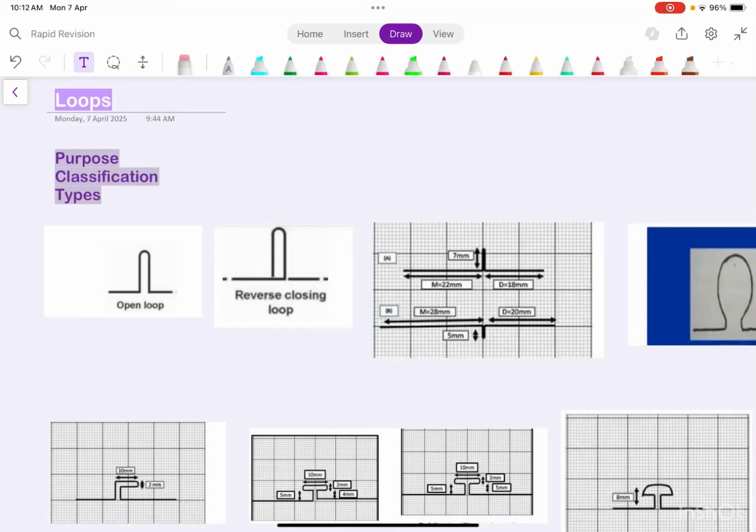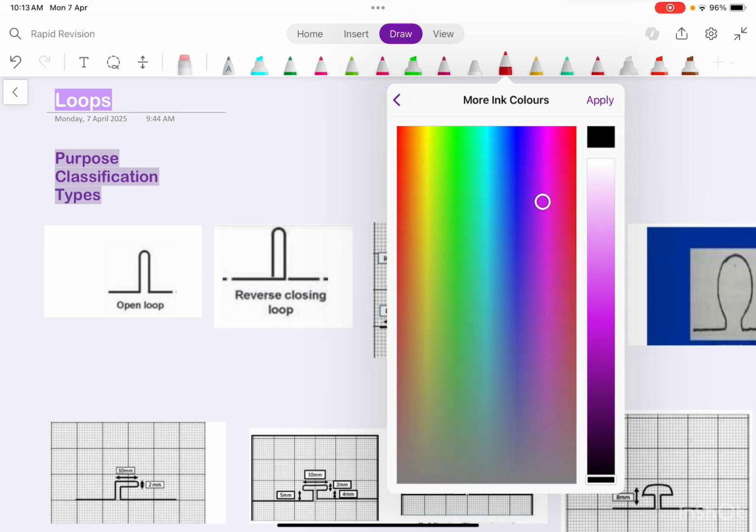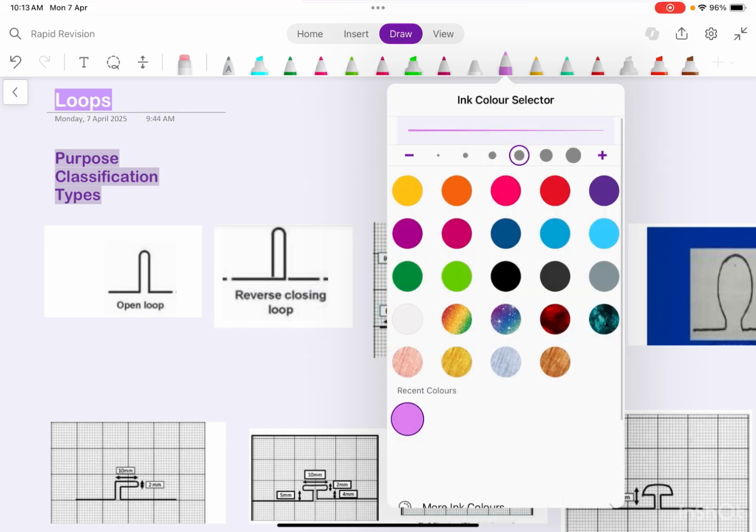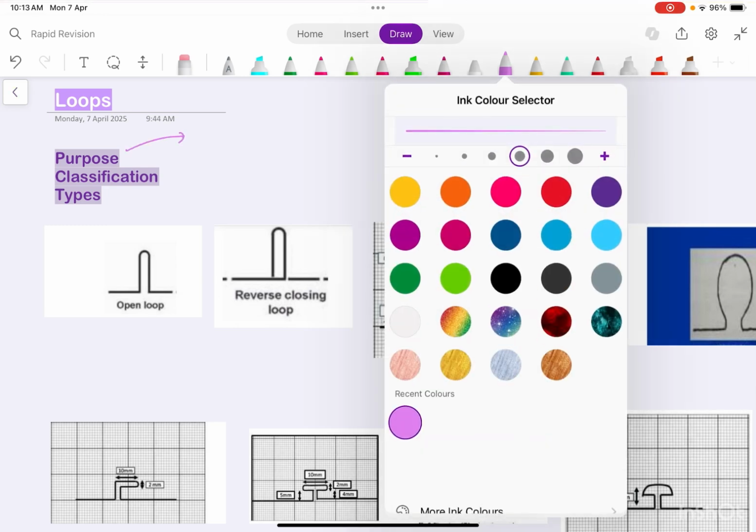In this video I will be talking about loops. Sometimes we get image based questions from this topic, so we should be thorough with the images and you should know a little bit about all of them as a whole. First of all, we'll talk about the purpose. It has around 4 purposes.